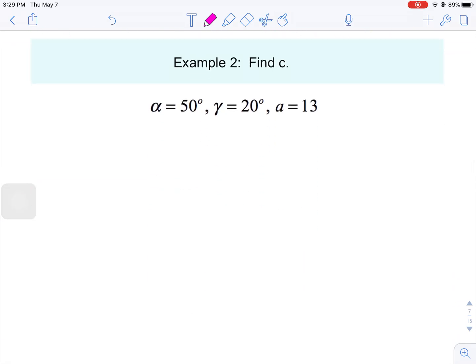Now, I want you to give this one a try. Notice I'm not asking you to solve the triangle. I'm asking you just to find side length C. Press pause on your video, and when you're ready for the answer, press play again.